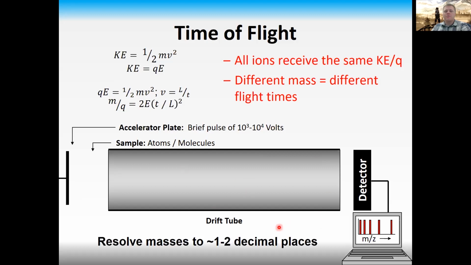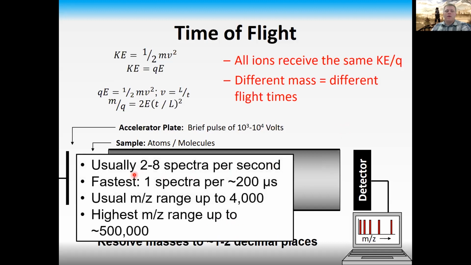Time-of-flight instruments can usually resolve masses to 1 or 2 decimal places, so it's usually pretty good, especially for analyzing small molecules like drugs or anything they make over in the OChem lab. Usually you take between about 2 and 8 spectra per second. Our instruments in our lab usually take about 4 spectra per second. I currently have 2 time-of-flight instruments in my lab, and in our building, the Benson building, I believe we currently have 4 or 5 time-of-flight instruments.